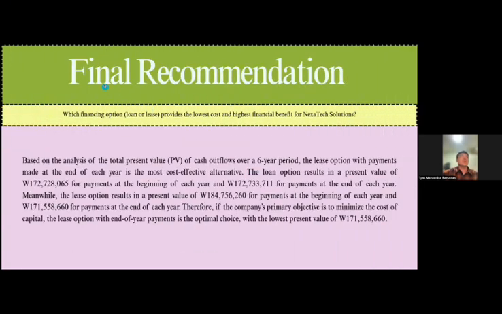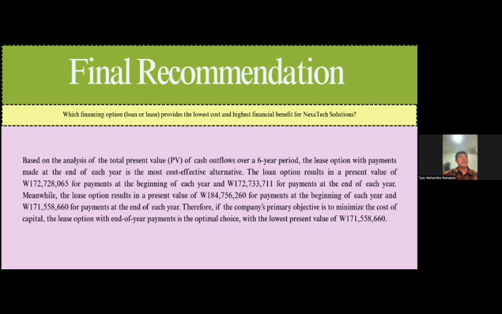And last, we go to the final recommendations. So which financing option provides the lowest cost and highest financial benefits for Nexatech Solutions? Based on the analysis of the total present value of cash outflow over the 6-year period, the lease option with payment made at the end of each year is the most cost-effective alternative. The loan options result in a present value of 172 million for payment at the beginning of each year and 172 million for payment at the end of each year.